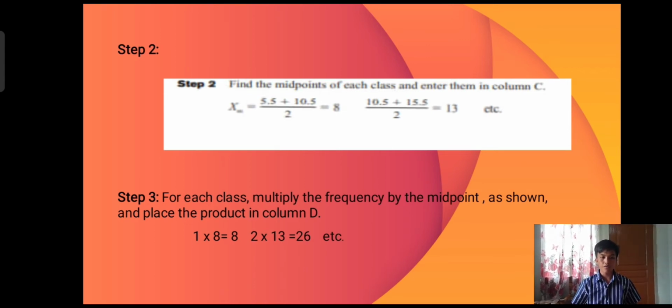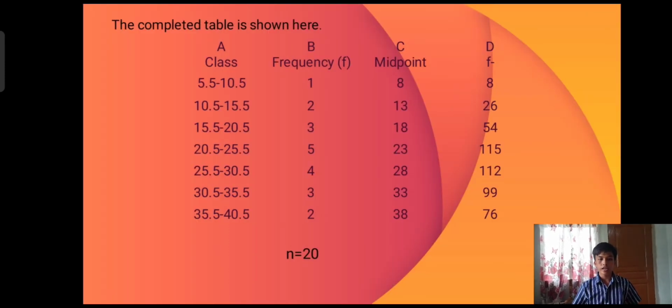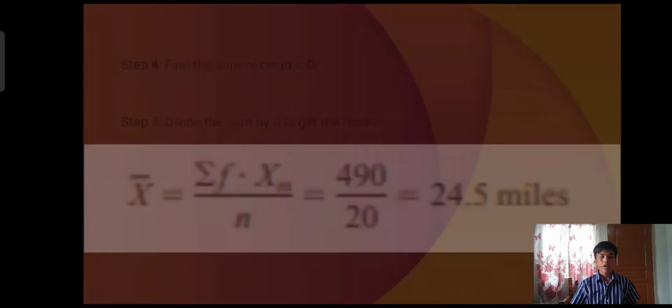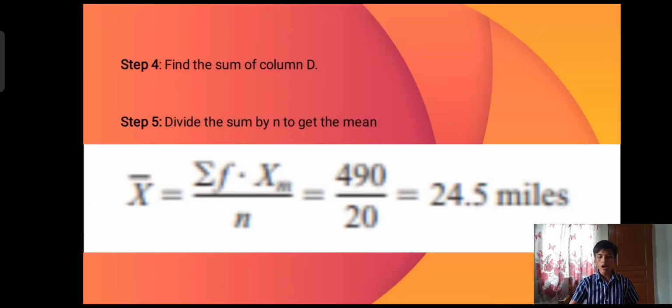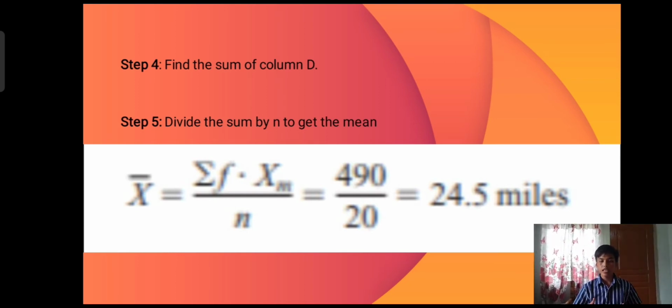The completed table is shown here: the class, the frequency, the midpoint, and column D. Step 4. Find the sum of column D. We add all the numbers in column D, and the answer is 490.